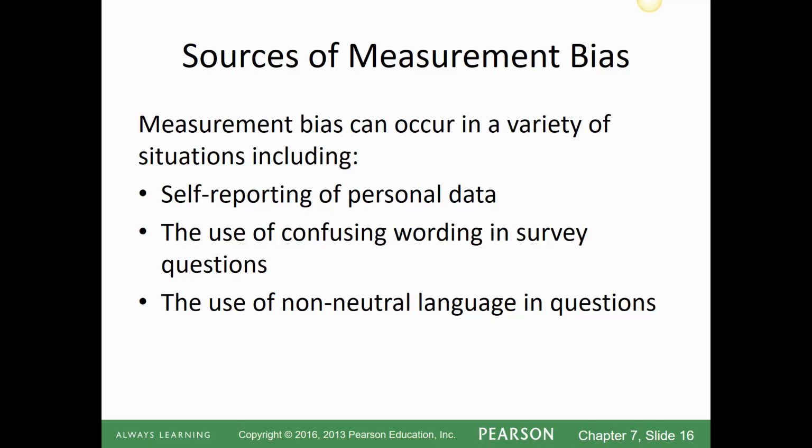Also, there could be the use of confusing words in a survey. If your respondents don't understand the wording in the survey, then there's going to be some bias there, right? They might just randomly pick an answer or skip that question. And also, if you don't use neutral language in questions, that can cause some bias. Wording questions positively or negatively can persuade or push someone to answer a certain way. So that's going to have some bias.